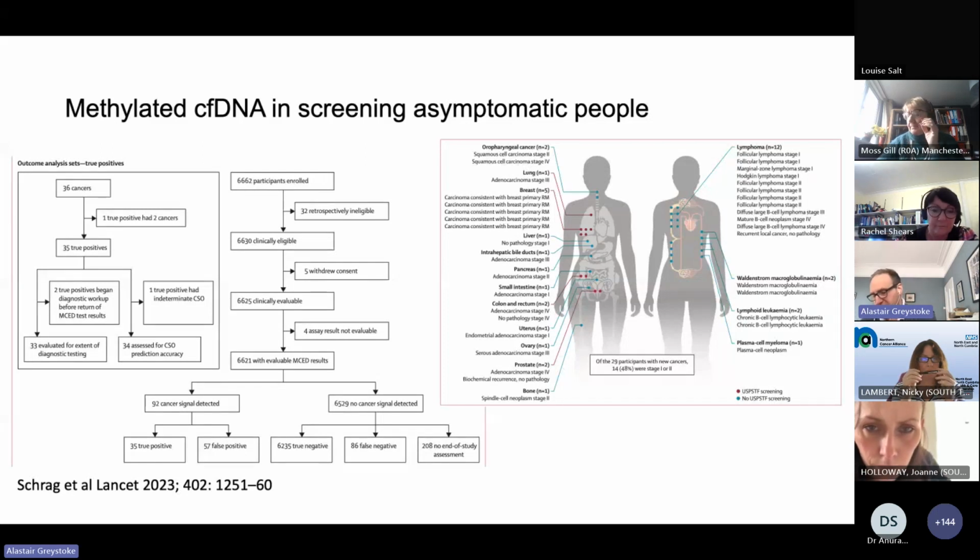They found a positive cancer signal in 100, so it's a relatively rare event. About half of those did eventually turn out to have cancer. The other half didn't, and it's from cancers from a number of different sites. So to me, this technology isn't quite ready for real time. You can't be telling 50 people that they might have cancer and sending them for investigations, but it does show the potential to pick up patients early.